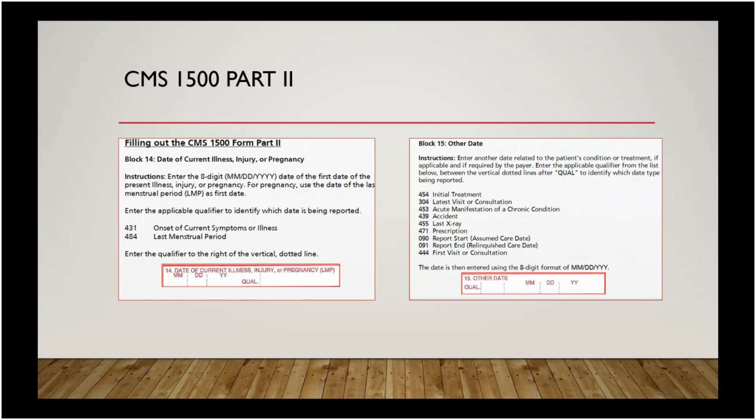Block 15, your other dates. Enter another date related to the patient's condition, and then the qualifier goes right after. That qualifier is going to be one of those 3-digit codes: initial treatment, prescription, report start, first visit or consultation. And then it will be the date, again, the complete date.